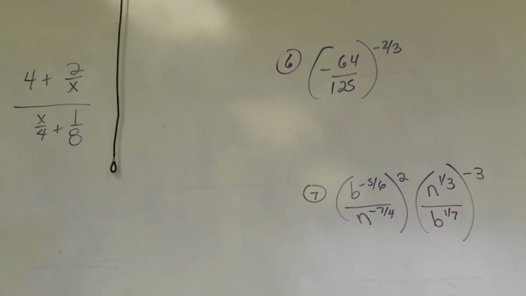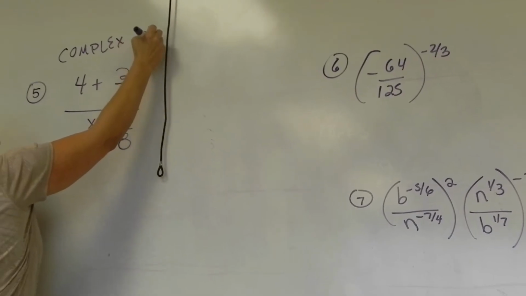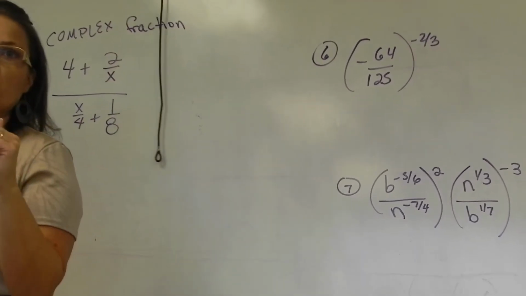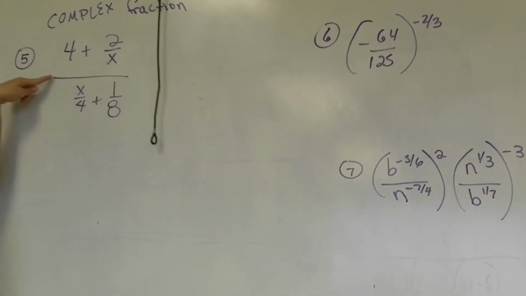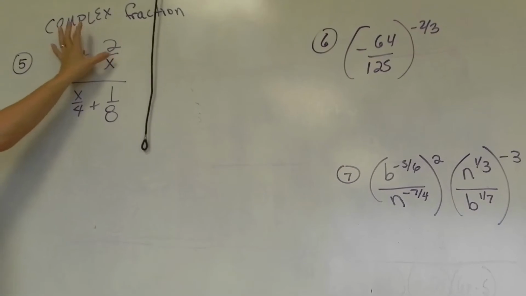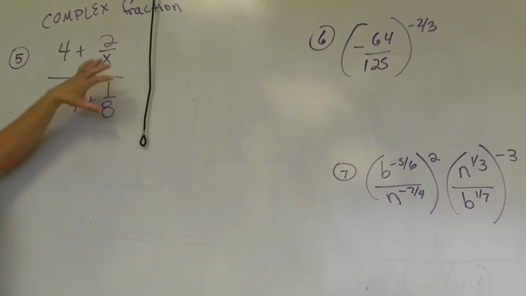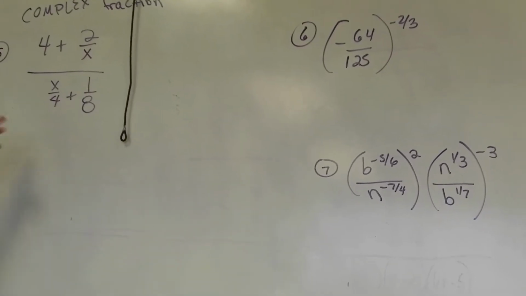Number 5 is a complex fraction, a fraction within a fraction. There's a couple of ways to work that. One way, and I think this is probably how we did it earlier in class, is we consider this a division bar, and we combine those fractions, divided by, combine those fractions. And then we would flip and multiply. So then it became kind of like the problems we just talked about.